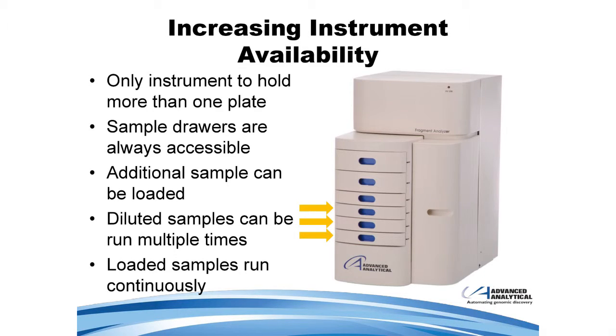The ability to accommodate more than one 96-well plate: our instrument is the only instrument that holds more than one 96-well plate. In fact, we can hold 3 96-well plates as indicated by these arrows. Sample drawers are always accessible, whether you're loading just 12 more samples or a whole plate of 96 samples. Diluted samples can be re-injected into the capillaries if desired. And when you include how many gels we can put on the instrument plus the number of trays, samples can run continuously without human intervention.